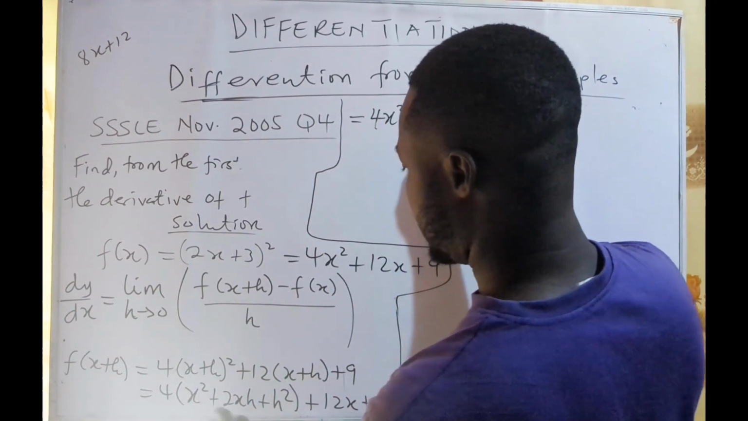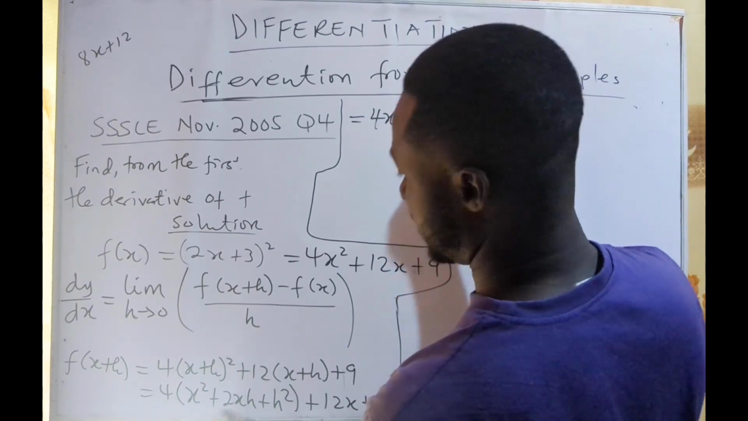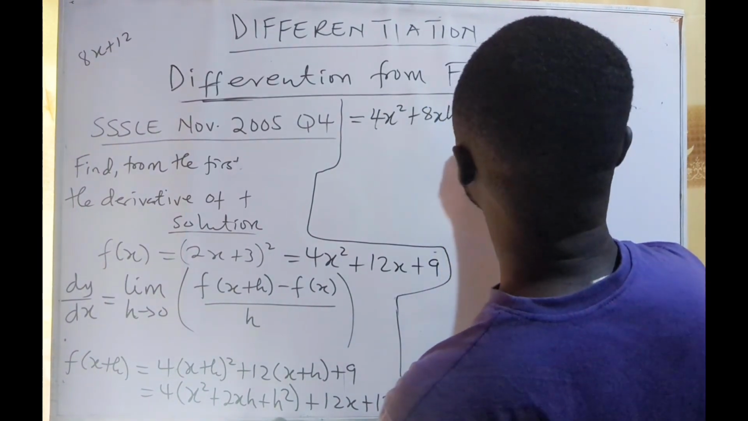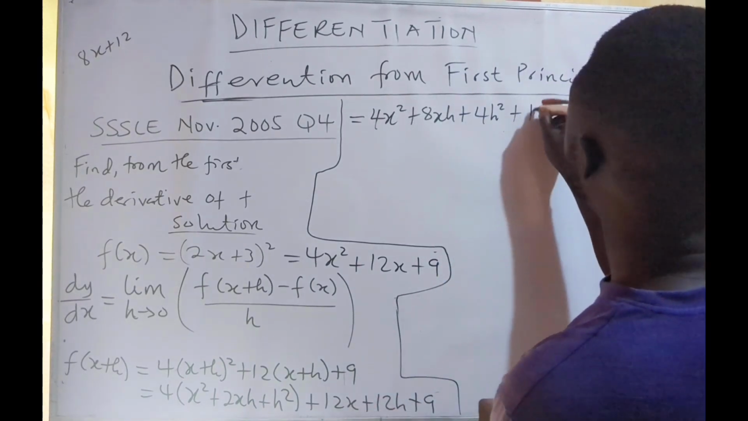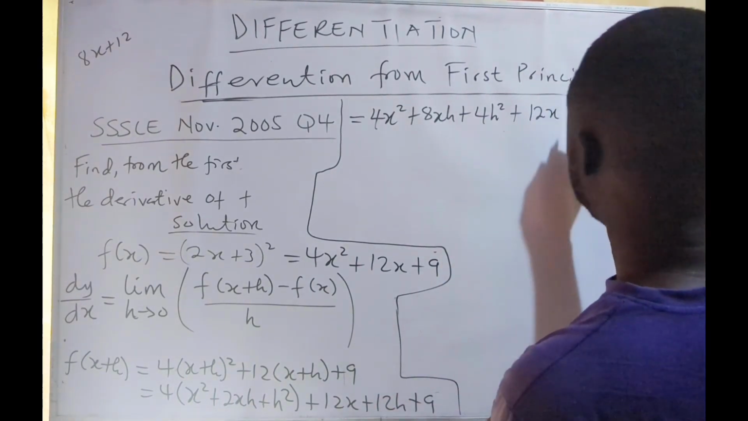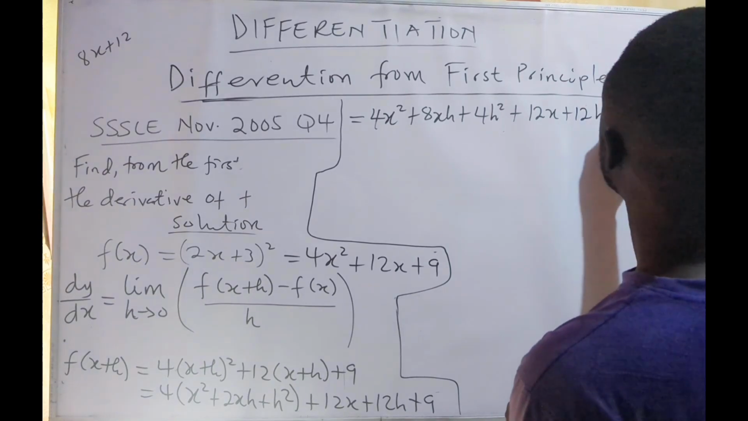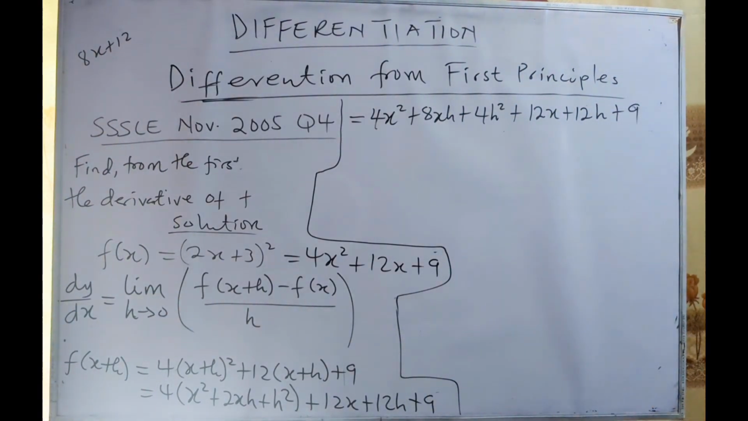4s squared plus 8sh, that is 4 times 2, plus 4h squared, all right, plus 12x plus 12h plus 9. Okay, so this is what we have.